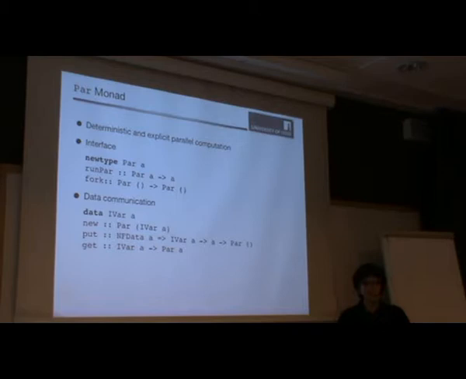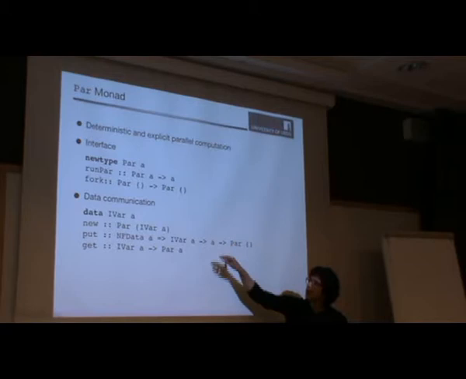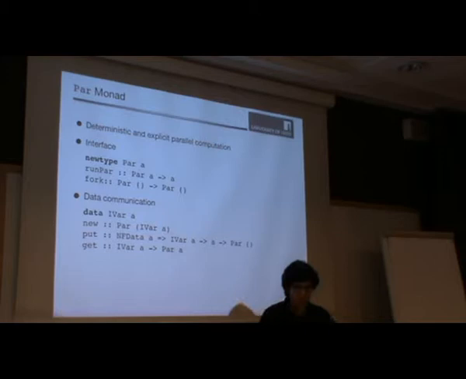It has a simple interface with a data type definition, and there are 2 functions. runPar, which receives a Par computation as its argument and returns a pure result, and a fork function, which actually creates parallel tasks. It receives a Par computation as its argument, creates a child task, and performs that task in parallel. To communicate data between parent and child processes, we can use the IVar structure. An IVar is a location in memory that you can write into once using the put function, and you can read from it using the get function. The get function is actually a blocking operation.